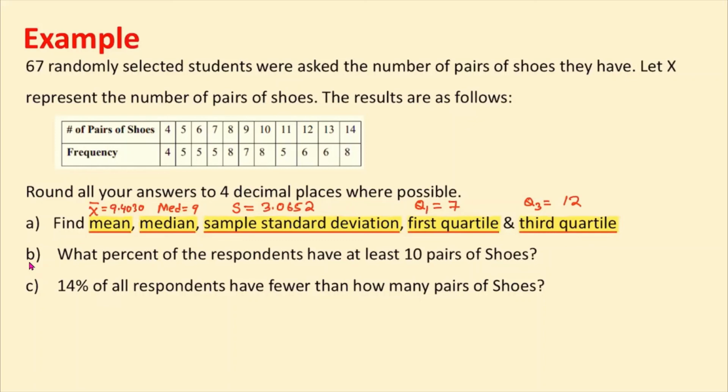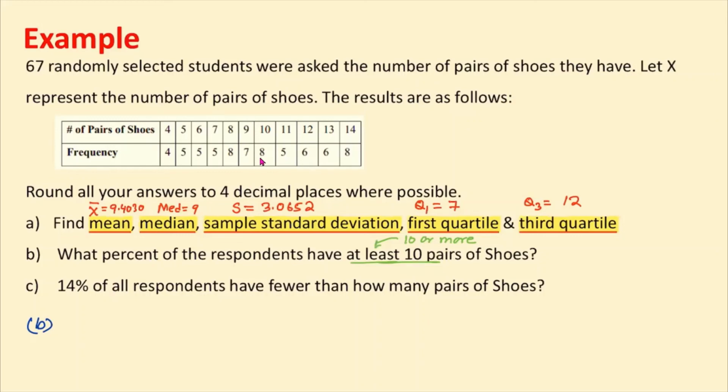Now let's look at part B. In part B, the question is, what percent of the respondents have at least 10 pair of shoes? When we say at least, one more time, at least 10 means 10 or more. That is the meaning. If you look at the data that is given there, you can easily find how many have at least 10 pair of shoes.